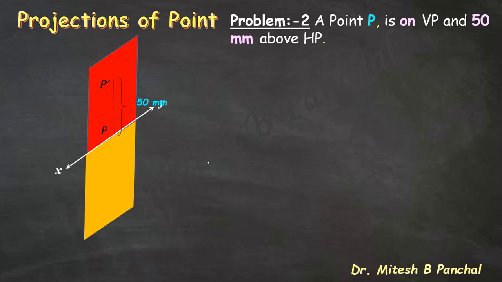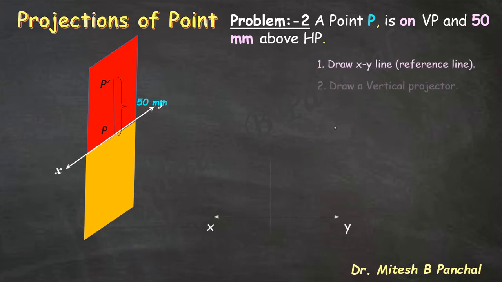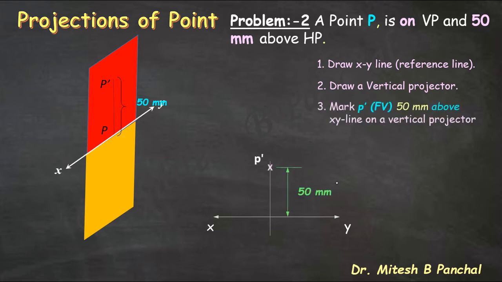Now rotating the HP by 90 degree, we will get the projections of point P like this, right? Where top view of point P, that is p on XY, and front view of point P, that is P dash, is 50 mm above XY line. So draw XY line, draw vertical projector on which both the projections will be considered, P dash and p. Now we know that top view is on XY line and front view, that is P dash, is 50 mm above XY line. So final answer we obtain is this.